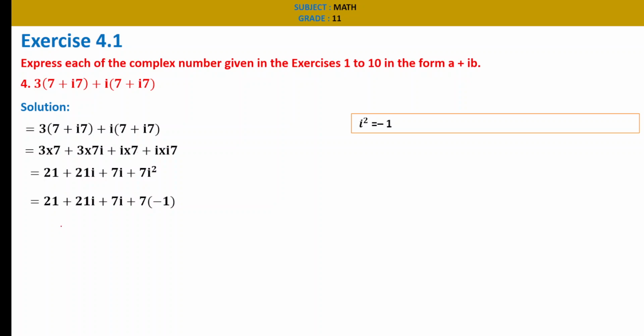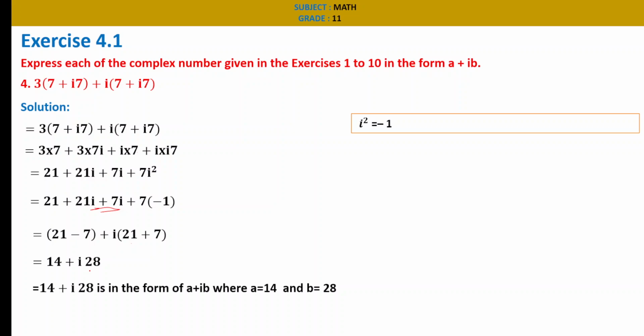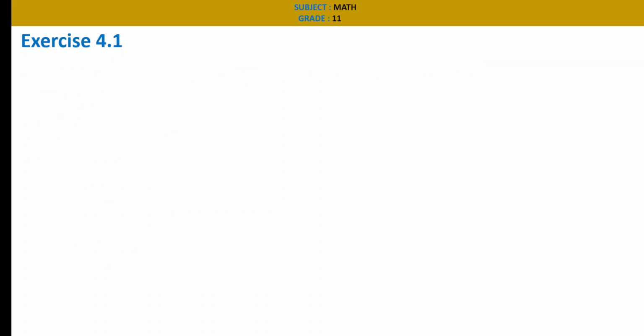Now let us separate it into the real part and the imaginary part. So 21 minus 7 is the real part, and the imaginary part is i into (21 plus 7), when we take the i common from these two terms. So 21 minus 7 is 14, and 21 plus 7 is 28. So 14 plus i28, which is in the form of a plus ib, where a is equal to 14 and b is equal to 28.